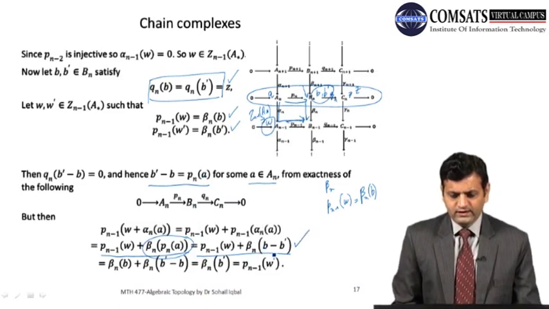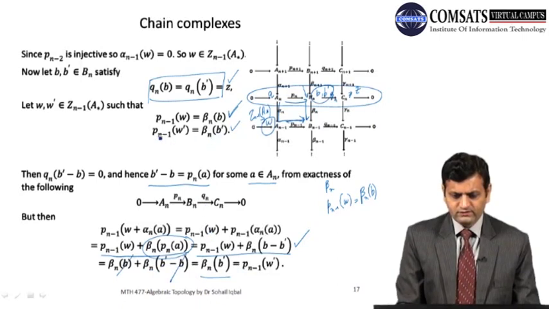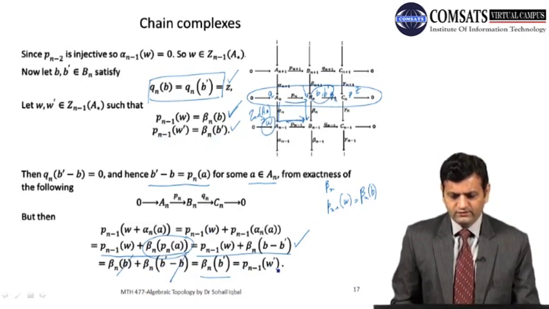Okay, so this is true, and p_{n-1}(w) is equal to β_n(b). That's once again this condition that p_{n-1}(w) is equal to β_n(b). And using the homomorphism properties, β_n(b) and β_n(b) with negative sign will cancel out, and we will get β_n(b'), and β_n(b') is equal to p_{n-1}(w'). So basically we have shown that p_{n-1}(w) plus α_n(a) is equal to p_{n-1}(w').